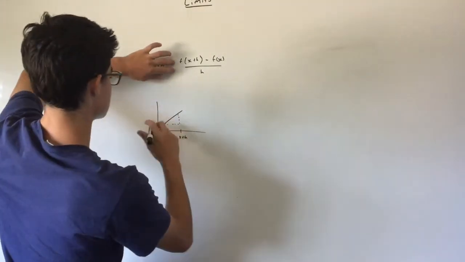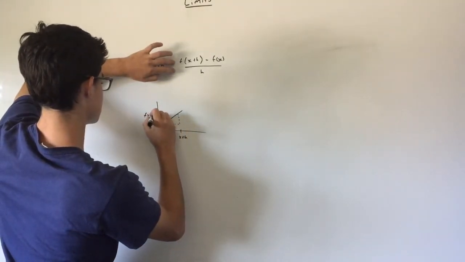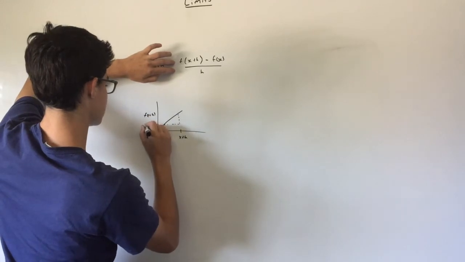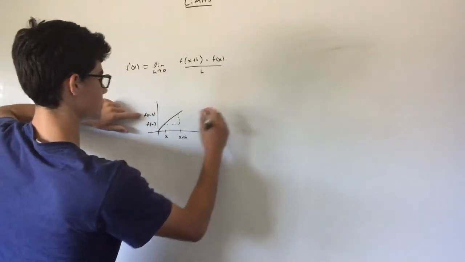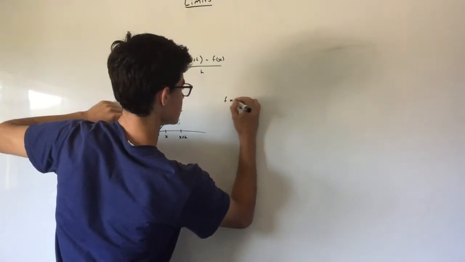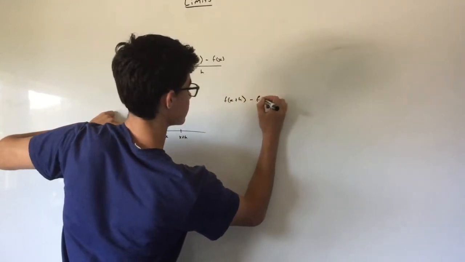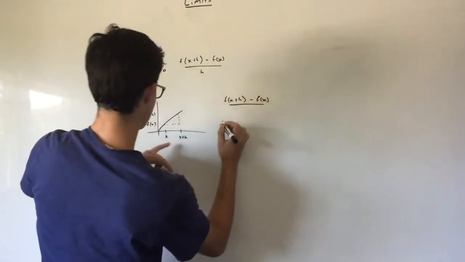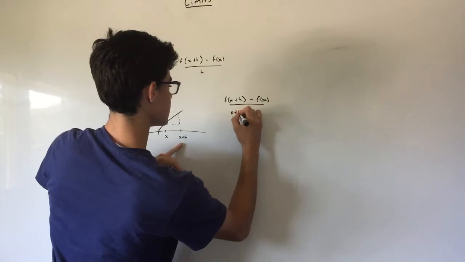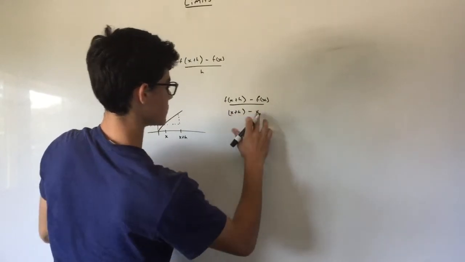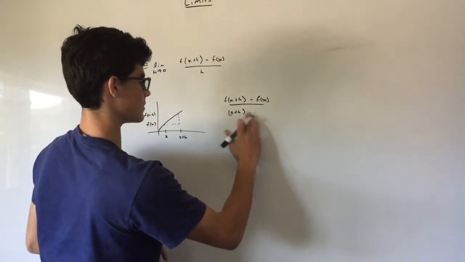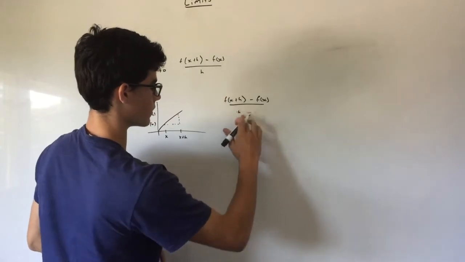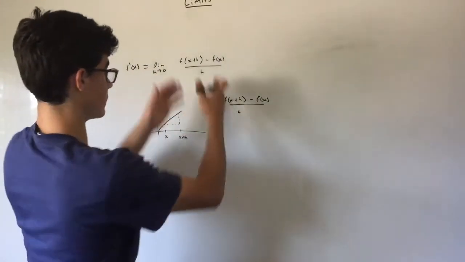So f of x plus h right here, and then this is f of x. So if you look at rise over run, we'll have f of x plus h minus f of x all over x plus h minus x. So the minus x and the x should cancel out, and this is what we're left with. So that's how we get this part of the equation.